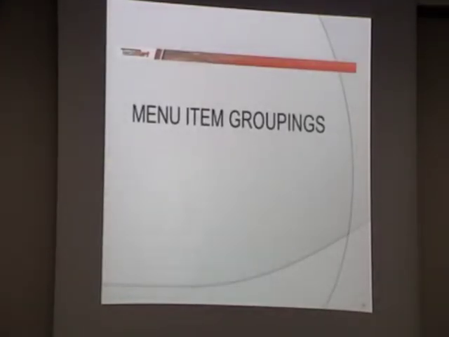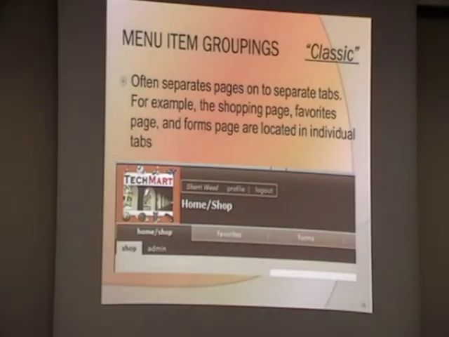Menu item groupings. Menu item groupings in Classic often separate pages onto separate tabs. For example, the shopping page, favorites page, and a forms page are located in individual tabs. In Classic, to get to different screens, you had to click on the appropriate tabs and subtabs.